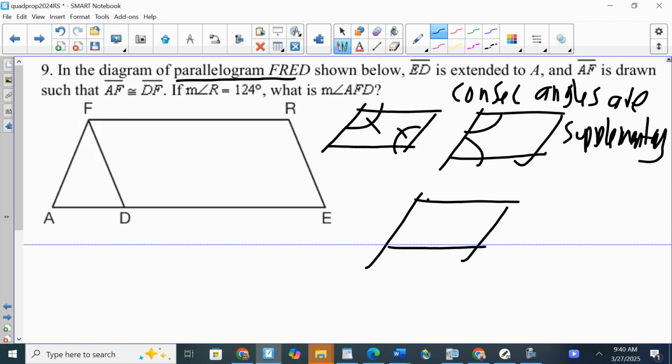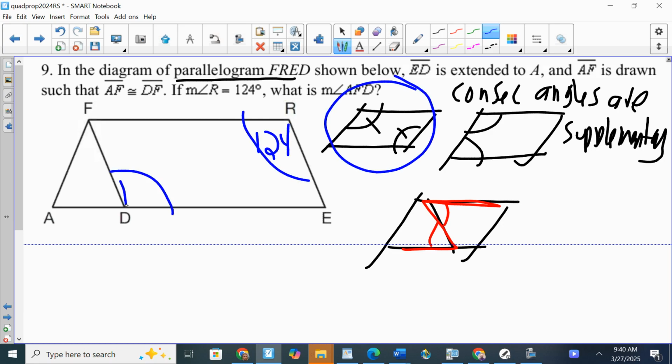And then you also have alternate interior angles, which come from the parallel lines, which can come up as well. It's telling me that angle R is 124. Since opposite angles are congruent, angle D is 124. I can do consecutive angles supplementary to fill in angle E, but that's not going to help me. From here, we look for linear pairs and angles of a triangle, going back to September.